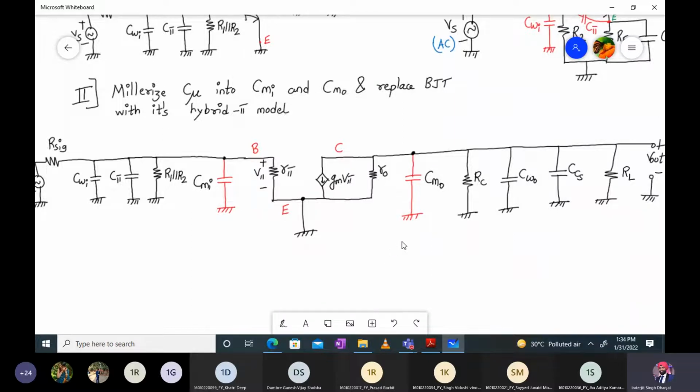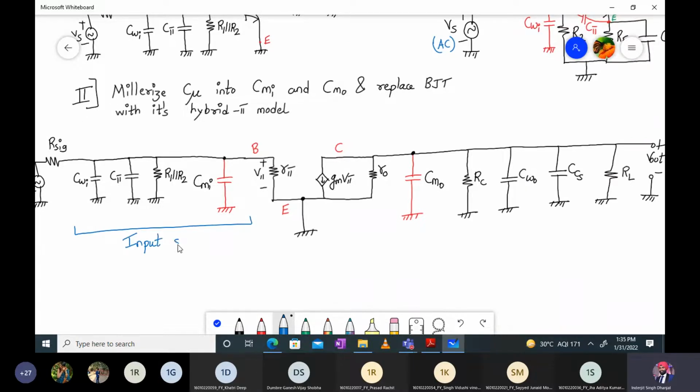So now what we do next is we can club, because all these capacitors are connected in parallel, right? On the input side and output side. So this part over here is my input side, correct? From here to here is my input side of the circuit. And from here to here, I have my output side.